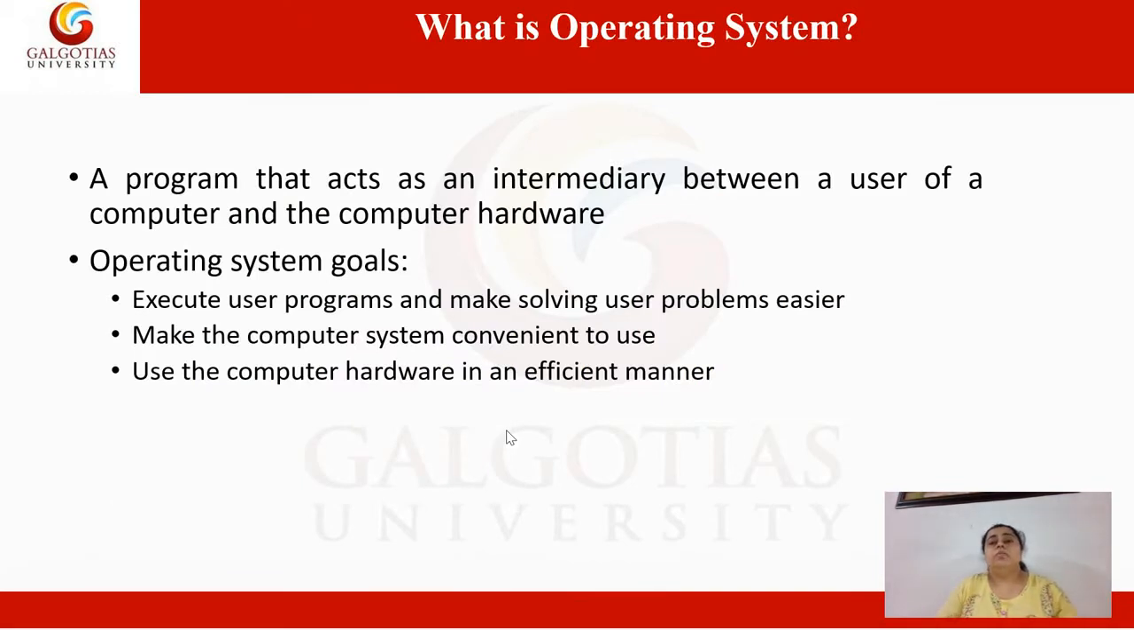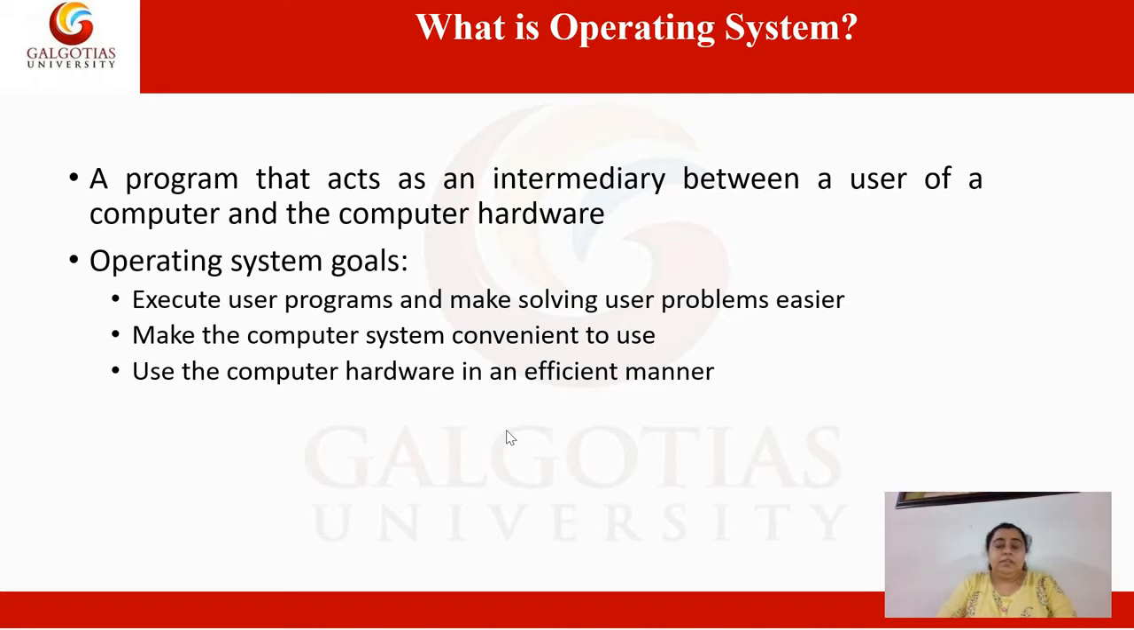Now let's talk about what an operating system is. As I said, your operating system is the most important system software. A program that acts as an intermediary between user and the computer hardware is your operating system. So basically, whatever is the definition of a system software, the same is the definition of an operating system.